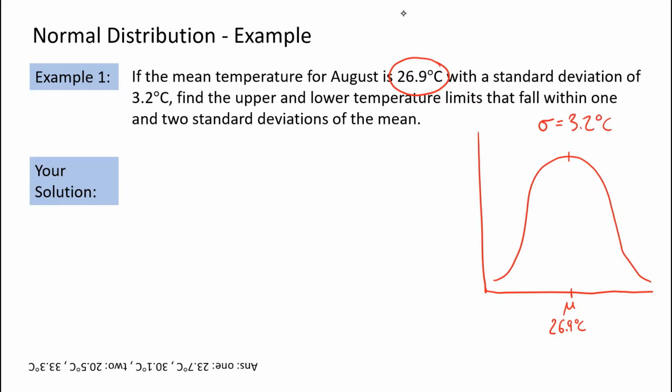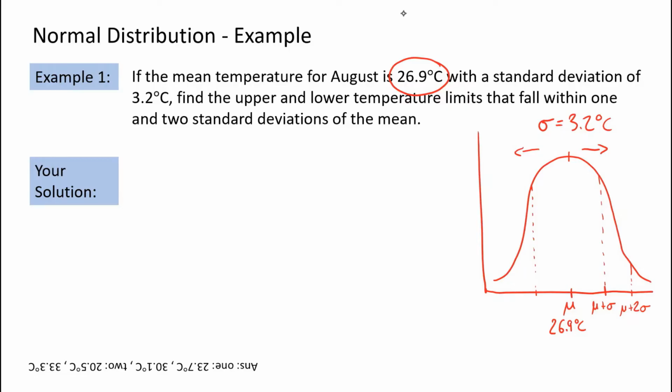So when it asks you to find the upper and lower temperature limits for 1 and 2 standard deviations from the mean, what you're looking at is a point here, which is mu plus your standard deviation, and a second point here, which is mu plus 2 times your standard deviation. And remember, because this is symmetric around the mean, you have to do it to both sides, because only 50% of the data is on one side and 50% is on the other side. So we have to go again on the other side and do mu minus the standard deviation, sigma. Okay, so it becomes mu minus sigma. And our second one is mu minus 2 sigma, because we're going 2 standard deviations from the mean.